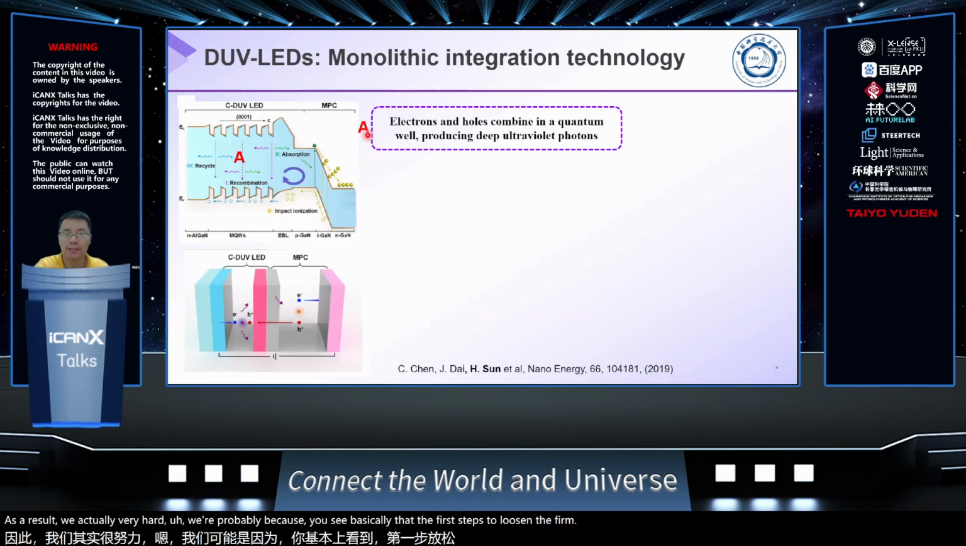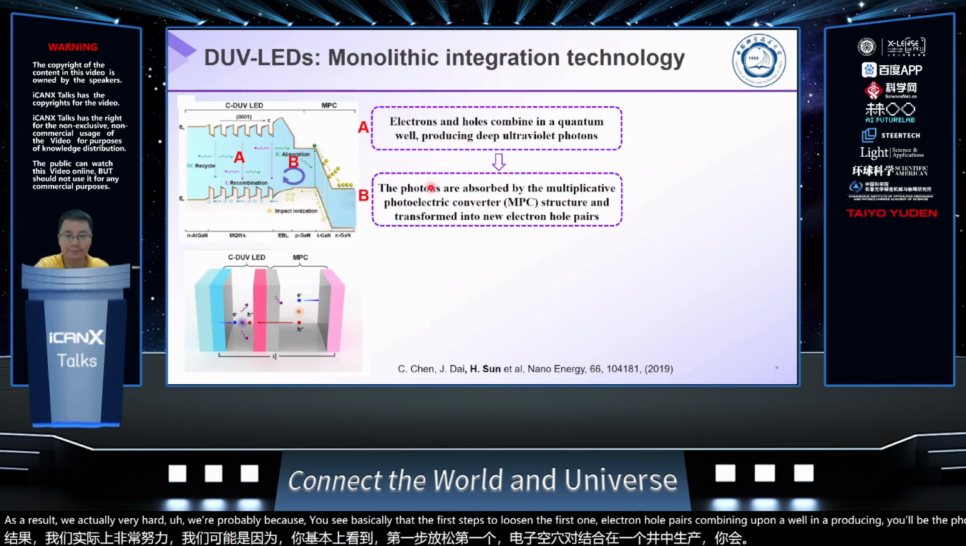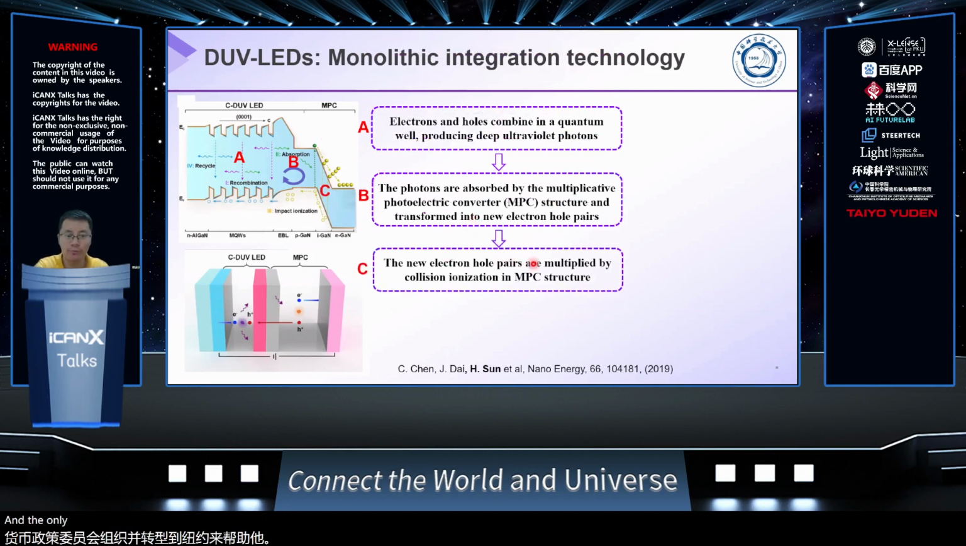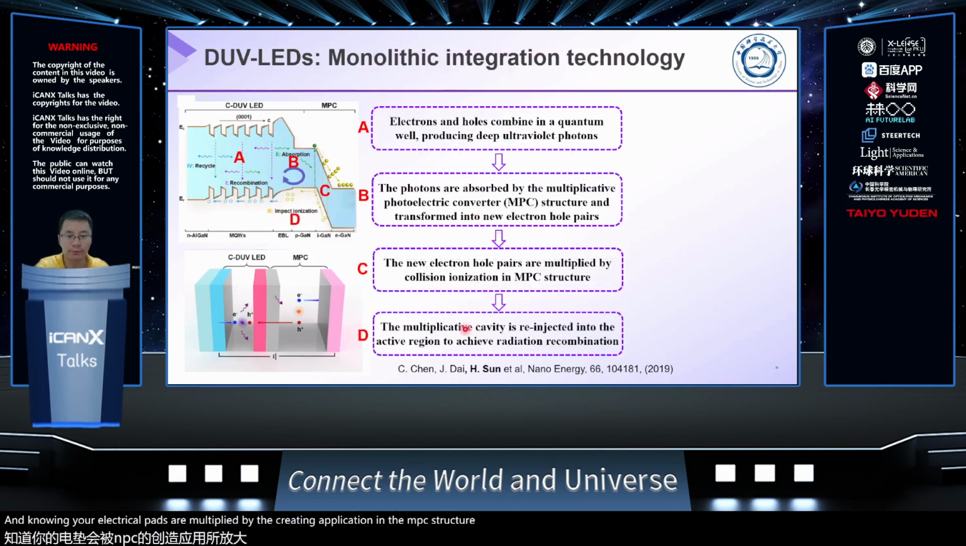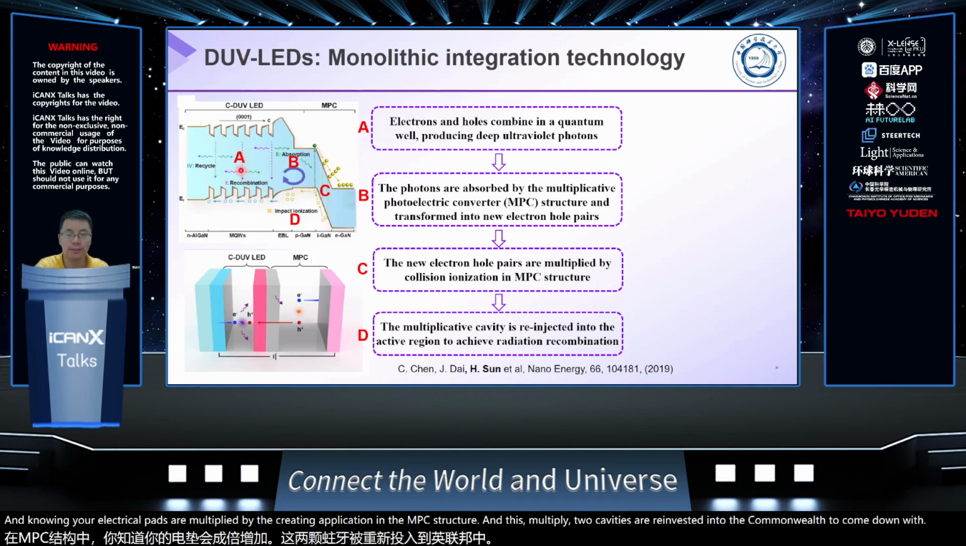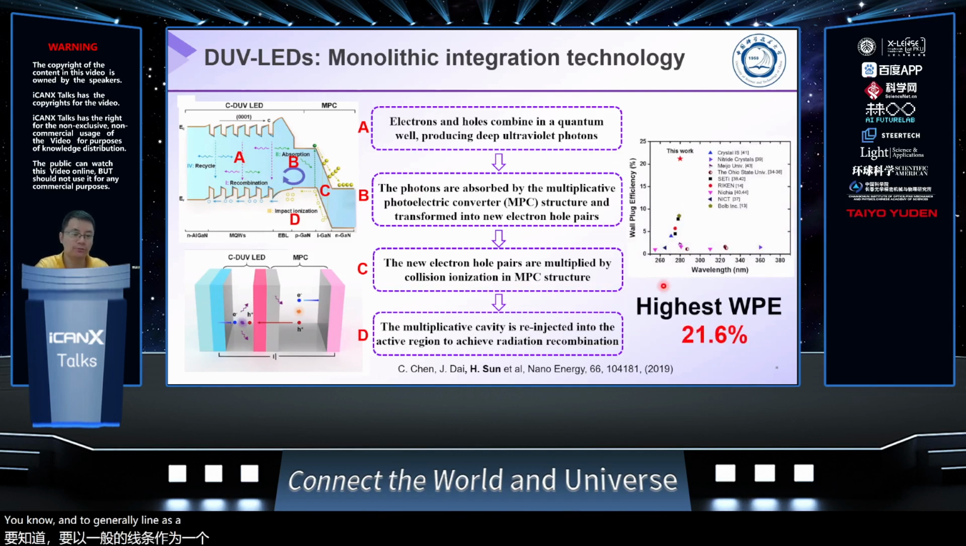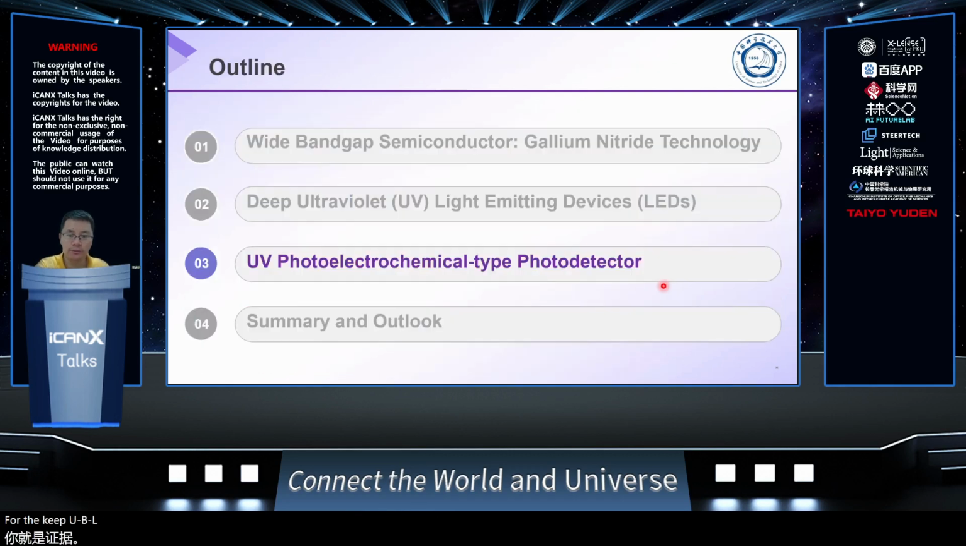This is the first one: electron hole pairs combine in the quantum well and produce UV photons. Secondly, the photons are absorbed in the MPC structures and transformed into new electron hole pairs. Those new electron hole pairs are multiplied by collision ionization in the MPC structure. This multiplicative cavity is re-injected into the quantum wells to combine with the electron hole pairs and generate light. As a result, we achieve one of the highest wall plug efficiencies for deep UV LEDs.